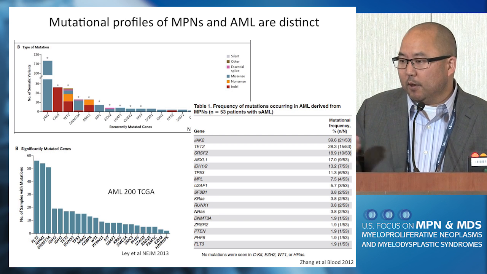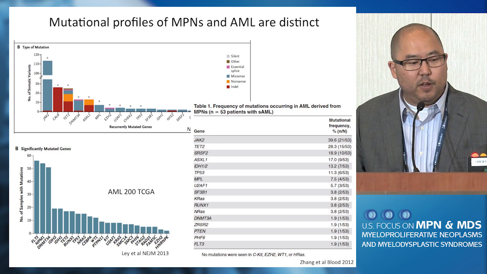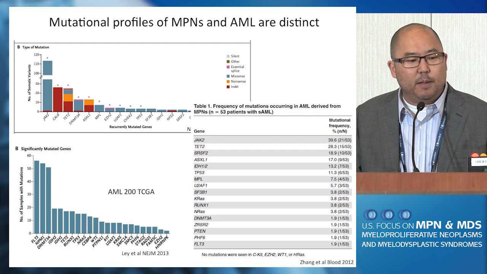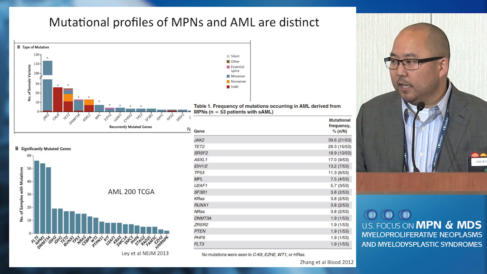Also, JAK2, MPL, and calreticulin are extremely rare in de novo AML. And even within secondary AML from chronic MPNs, again, the mutational profile is very different than in de novo AML. Again, you see FLT3 only very rarely found in secondary AML from chronic MPN.